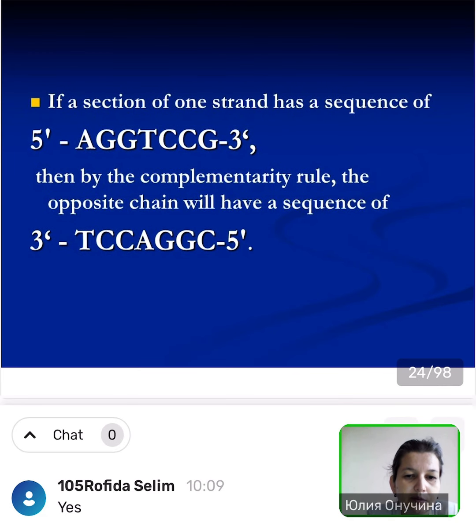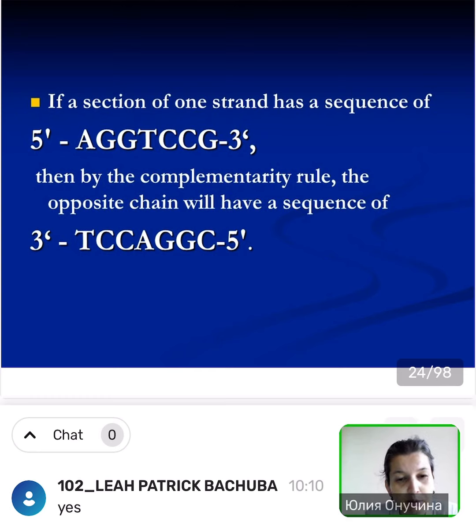And if we have these sequences, for example, AGGT-CCG, so according to the complementarity, will be the complementary strand. I'm sorry, my English today is very bad. Will be opposite adenine thymine, to guanine cytosine and so on, and you see opposite 5' end will be 3' end.